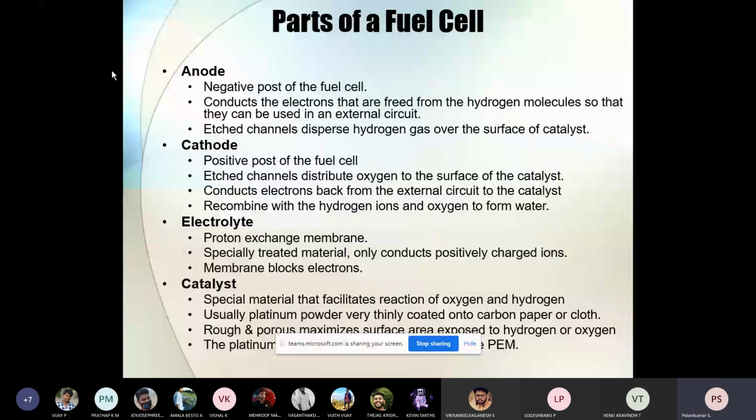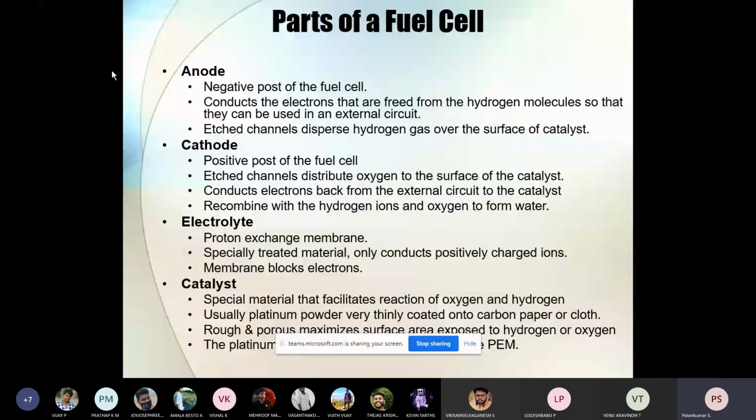Using a catalyst, we are able to split the hydrogen into two ions, and two electrons will be released. Likewise, all the hydrogen will be split into ions. Then we get two electrons that are allowed to pass through the circuit. That is nothing but current flow. After the current passes through the load, we use a cathode that conducts the electrons back from the external circuit to the catalyst. That will recombine the hydrogen and oxygen to form water.